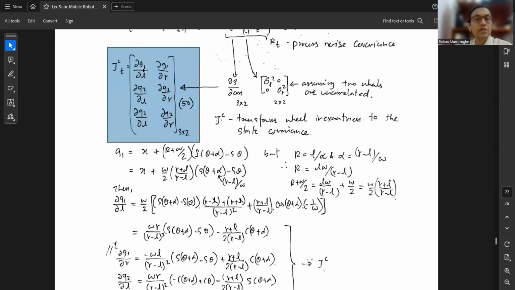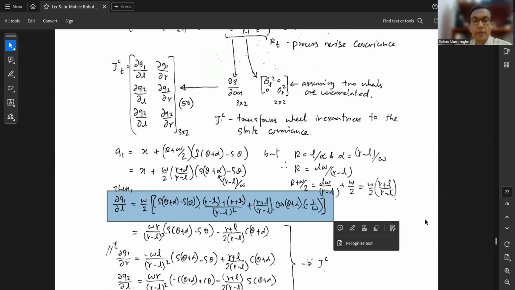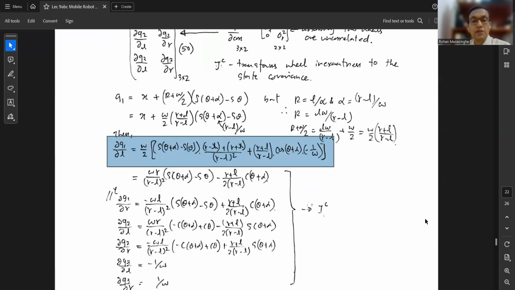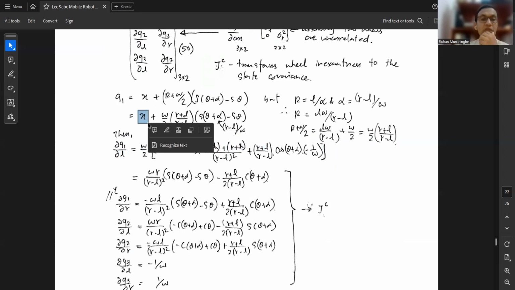First one is partial G1 with respect to L. So this is G1, and with respect to L, it goes like this. You have to recall your memory about partial differentiation. And then we have quotients also, right? If you look at the first one, when you differentiate with respect to L, this goes out. X is independent of L, right? So we don't care about that. And W over 2 comes over here.